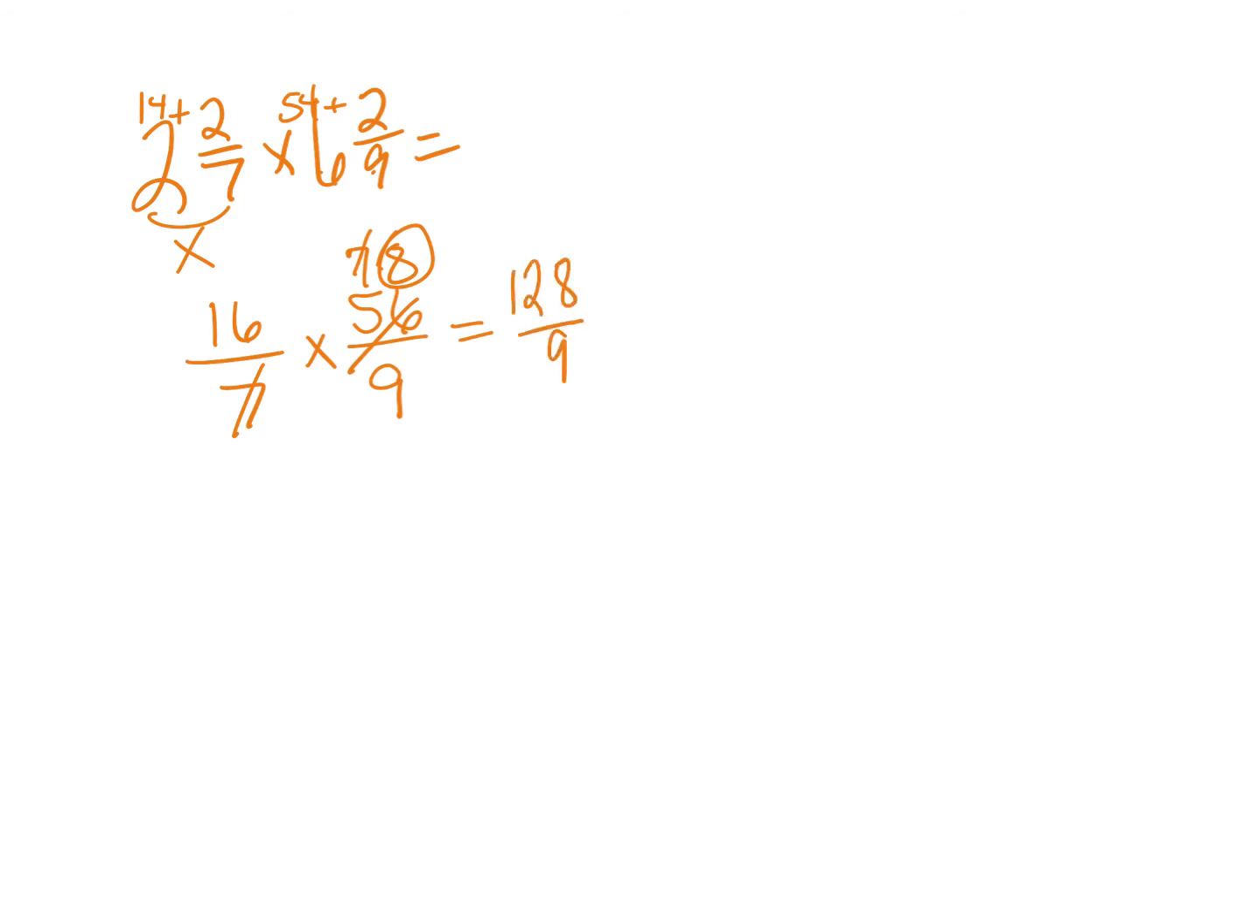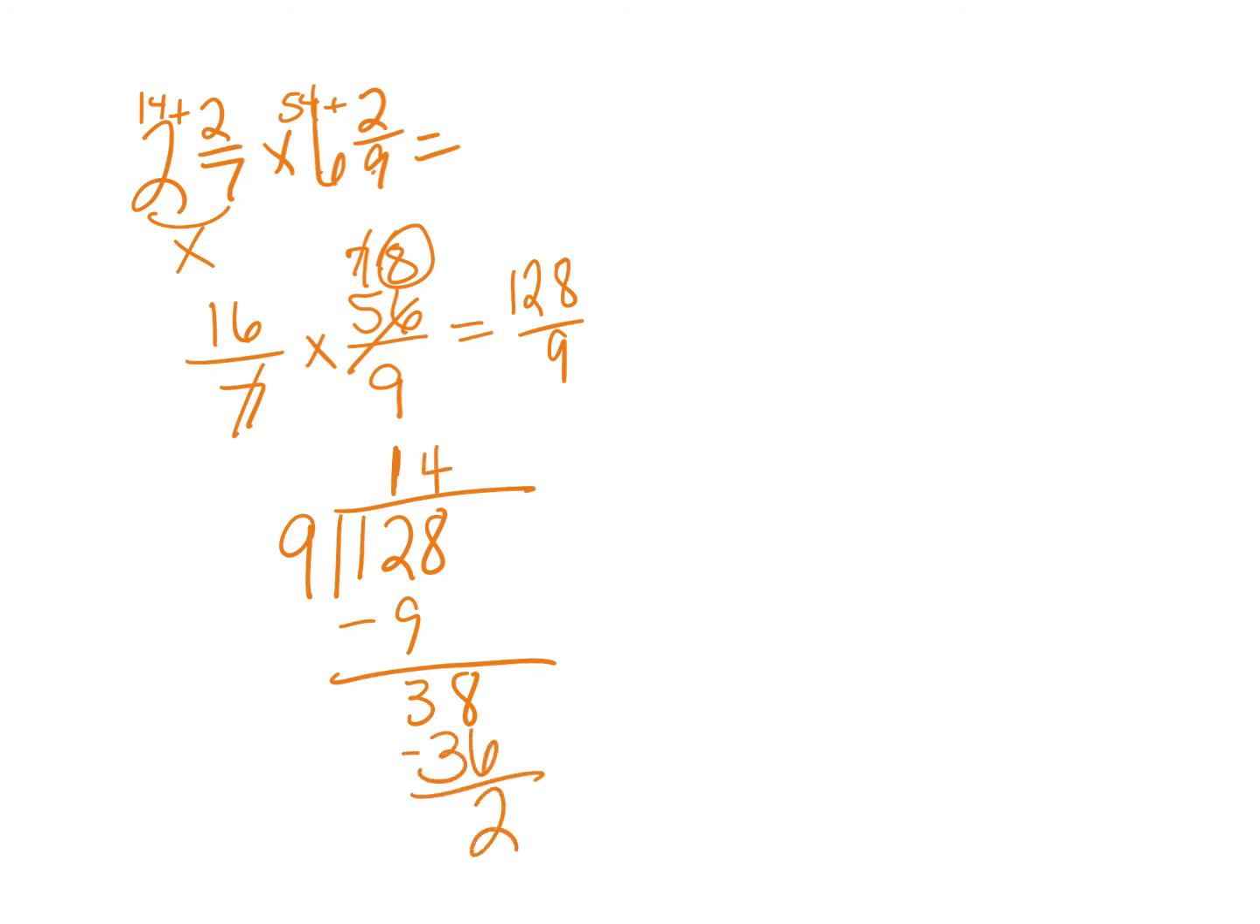Now we're going to change this back. So we're going to divide. 9 drops out. 128 comes inside the house. We know that 9 will not go into 1, but it will go into 12. So it leaves us 38. I know that I can multiply 9 by 4. And that leaves me with a remainder of 2.